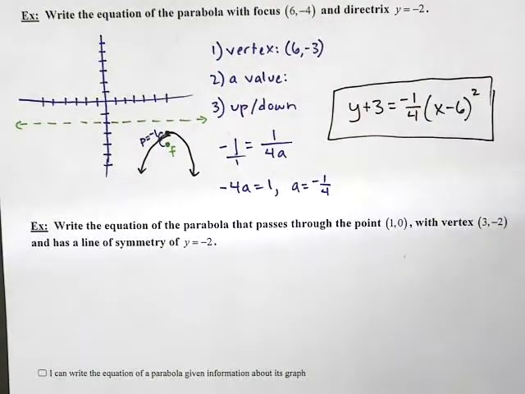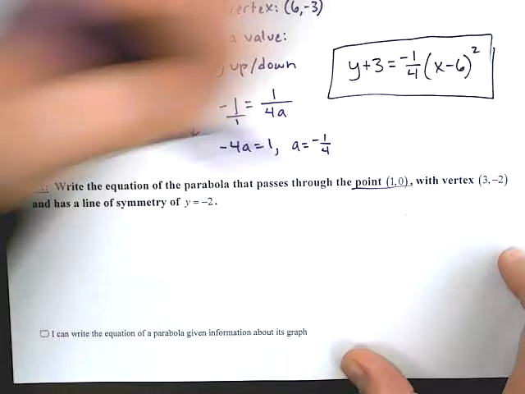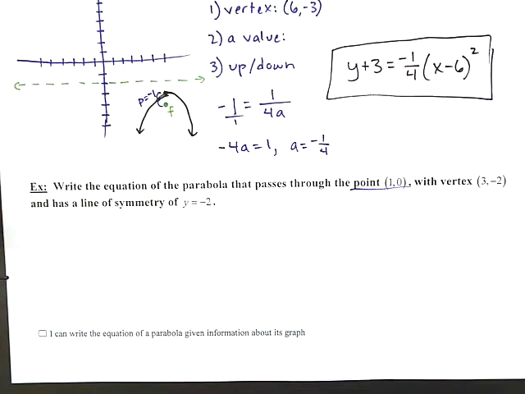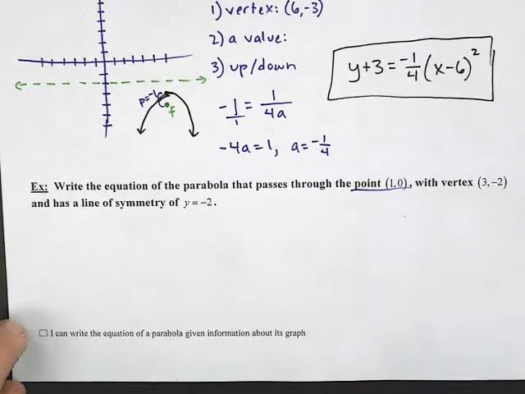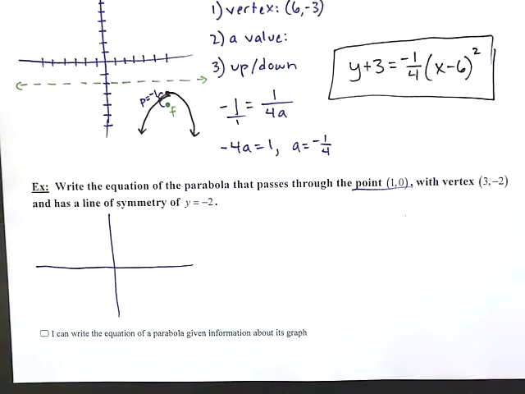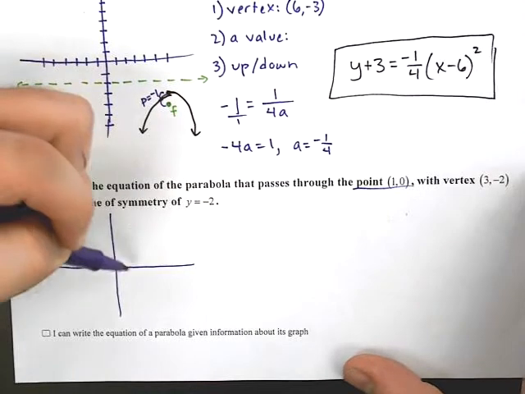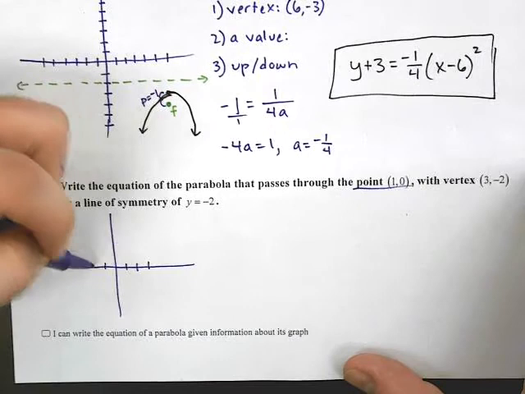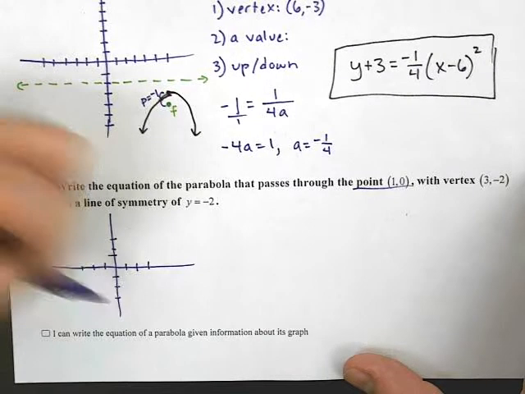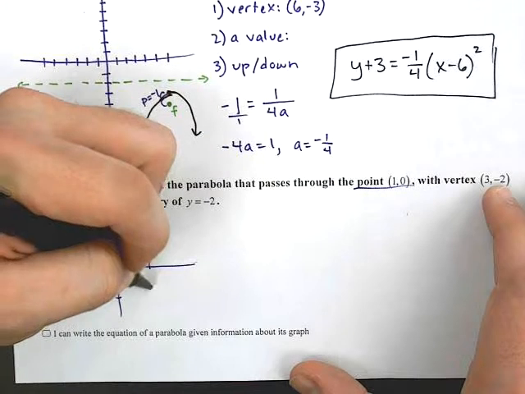Last, writing an equation of a parabola. Okay, so write the equation of the parabola that passes through the point. Okay, we like these, right? These are fun. We have the vertex and a line of symmetry, y equals negative 2. Okay, well, in this situation, guys, this is actually just straight algebra 2. I could sketch this, right? I know 3, negative 2, so 1, 2, 3. I know that my vertex is going to be right here.